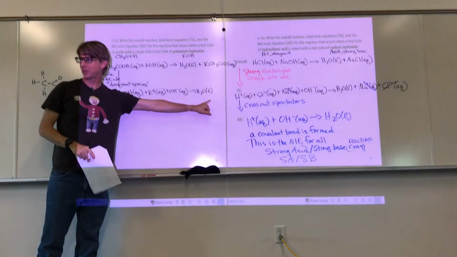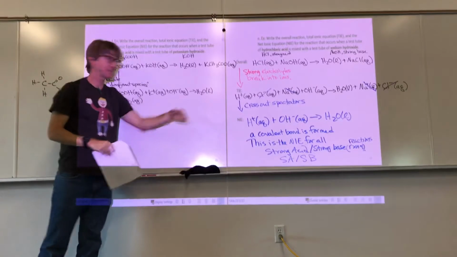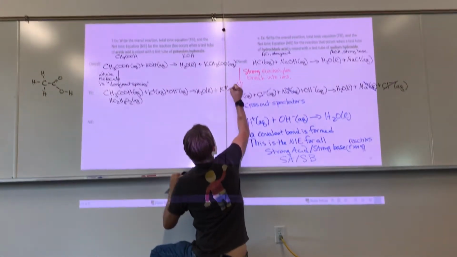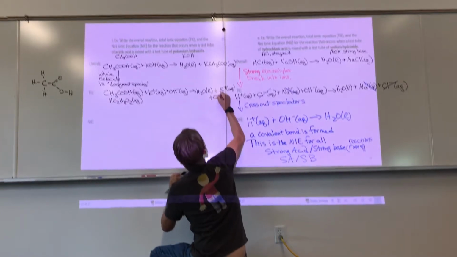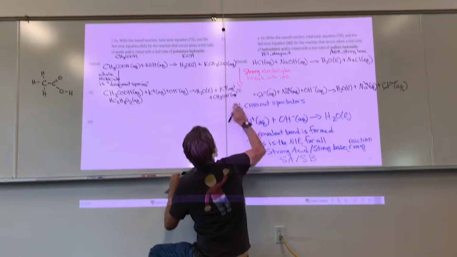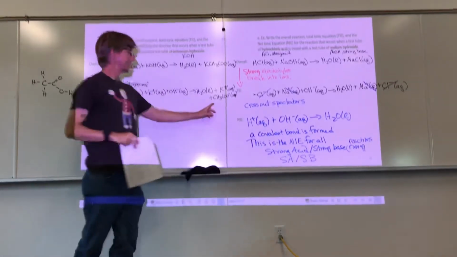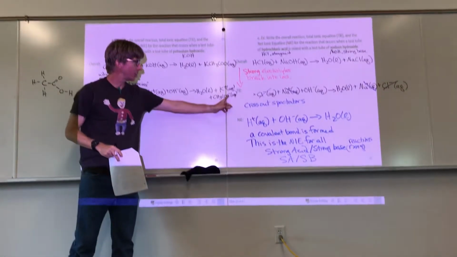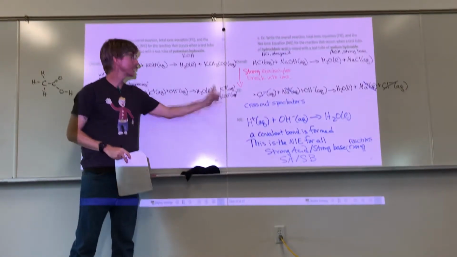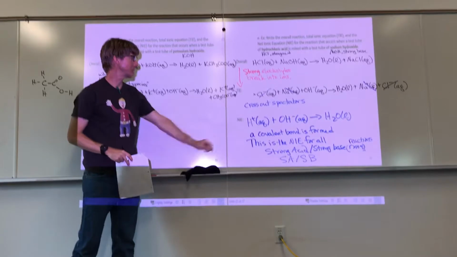Liquid stays together. Write the same formula in the TIE. And that says CH3COO minus aqueous. That is the acetate ion that we've broken down with its negative charge.